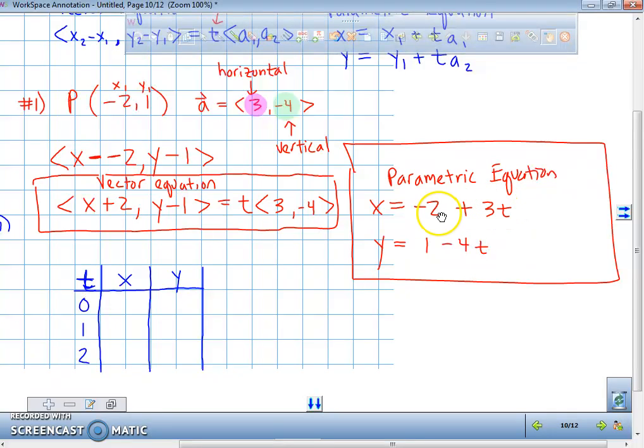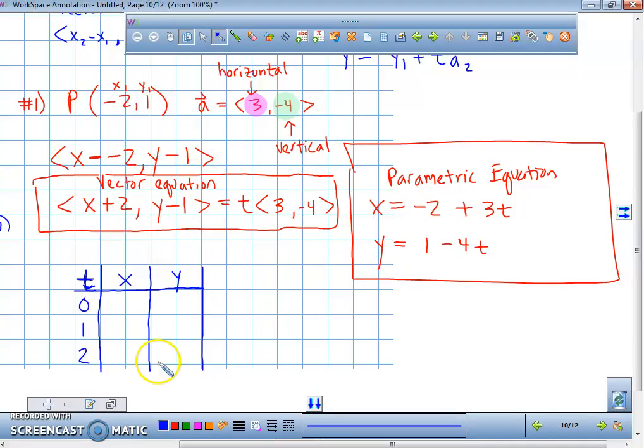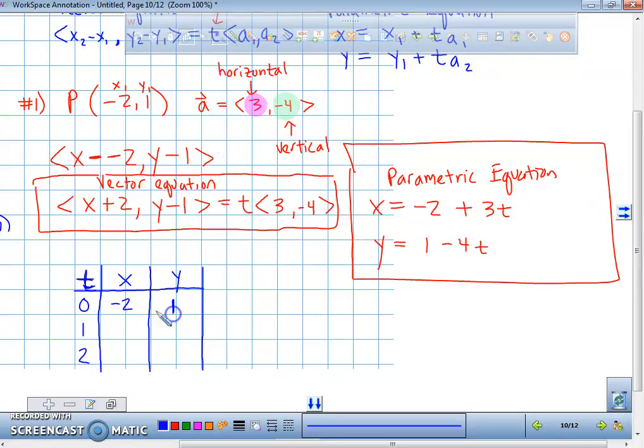What's 0 plus negative 2? Negative 2. Plug in a 0 right there. You plug in a 0 right here, what are you left with? You plug in a 0, you're left with a 1. Where did our graph start at? At a negative 2, 1.